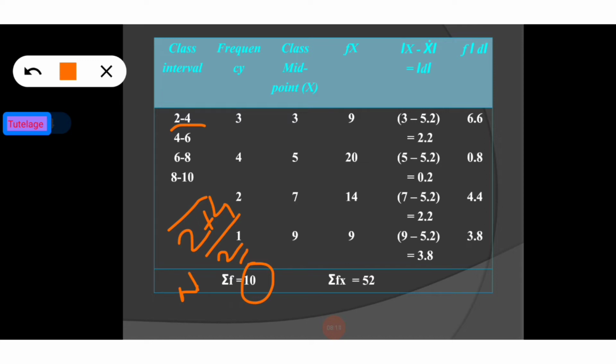So the class midpoint for the first class is 3. Now going to the second class, 4 to 6, the same process, 4 plus 6 divided by 2, that means 10 by 2, which is equal to 5. Now going to the third class, the midpoint is 7, and for the fourth class the midpoint is 9. Clear? Because 8 plus 10 is equal to 18, and 18 by 2 is equal to 9.